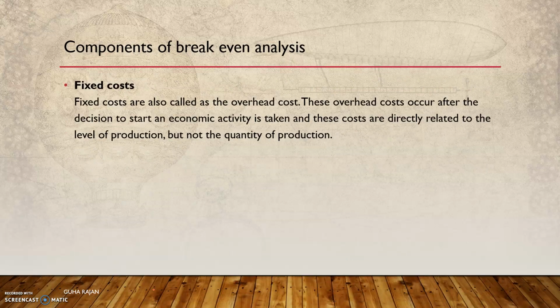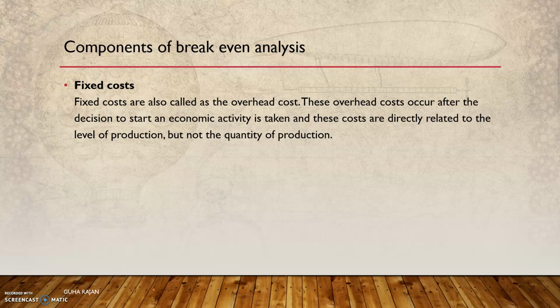So, components of break-even analysis: there are two costs. One is the fixed cost, the second one is the variable cost. So what is a fixed cost? Fixed cost is the overhead cost. It is basically all your plant, machineries, or even the factory premises where the manufacturing happens, the production unit.